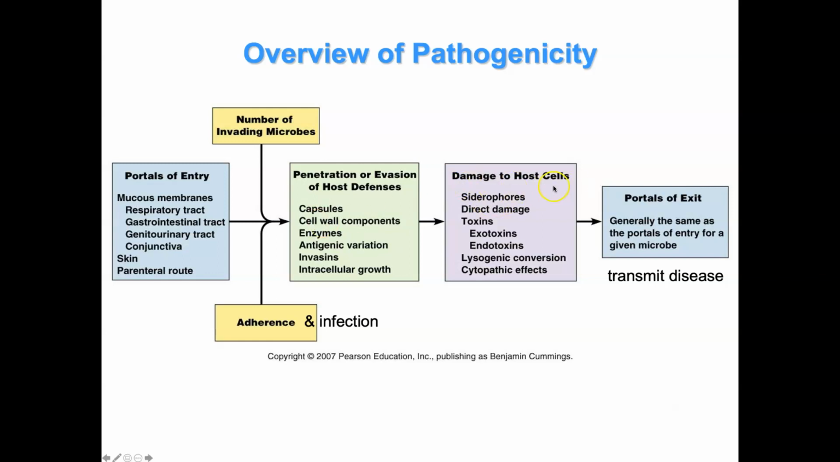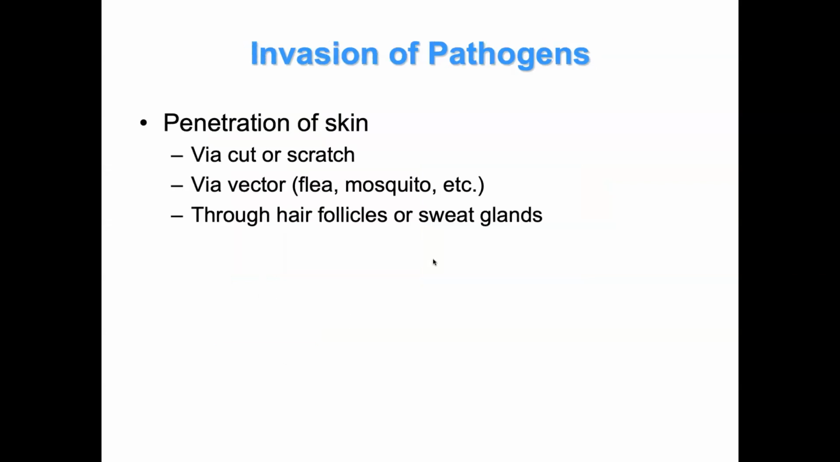And then these organisms can cause damage to the host. These are the various ways that they can cause damage. So we're going to focus on some of the toxins that some microorganisms can produce. And then once they cause their infection and they damage the host, they can proceed to exit your body. Generally, the same way that you got infected is the way that you will proceed to transmit the disease to others. So how are these organisms able to invade our body?